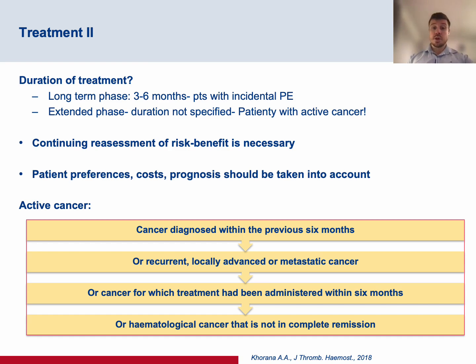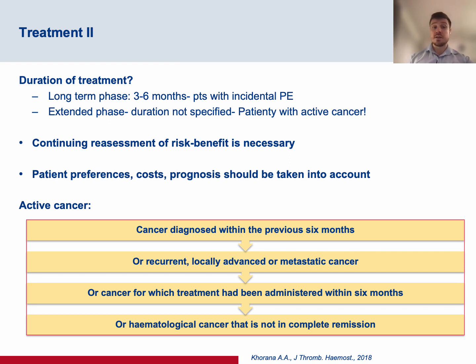How long should we treat our patients? Long-term treatment, defined as 3 to 6 months, can be considered in patients with incidental pulmonary embolism. In other patients, especially in patients whose cancer is still active, the duration of the treatment is not specified. We should continually reassess the risk and benefit ratio of our treatment, and we should take patient preferences, costs, and prognosis into consideration. So what is the definition of active cancer?